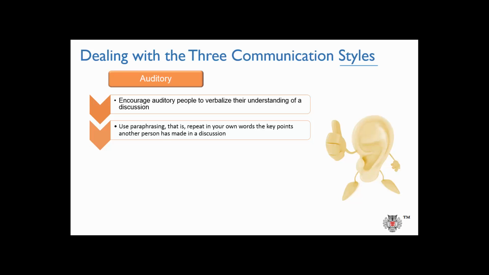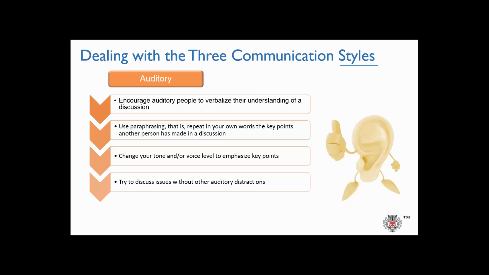Again, let them talk. You want to change your tone or your voice level to emphasize key points so they get it. You want to try to discuss issues without other auditory distractions. So there can't be like music going on somewhere and you're talking and then a group of people are laughing in another room, because auditory communicators need to have less distractions when it comes to sound. Check that people can hear what is being said. If you're working with an auditory person, make sure.